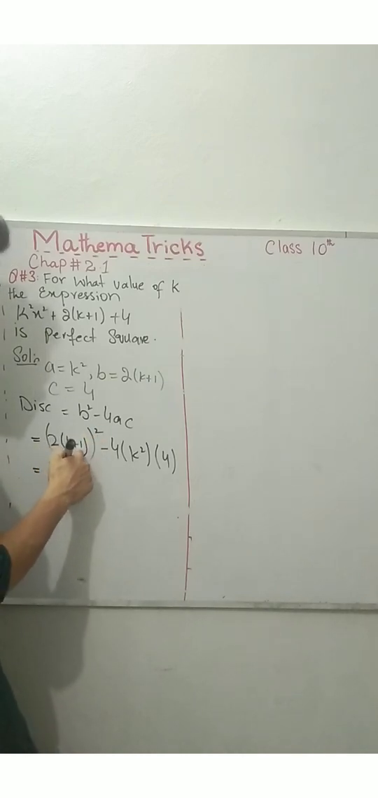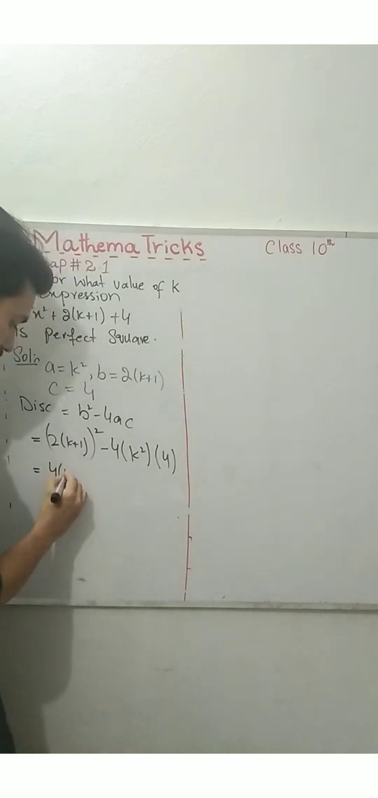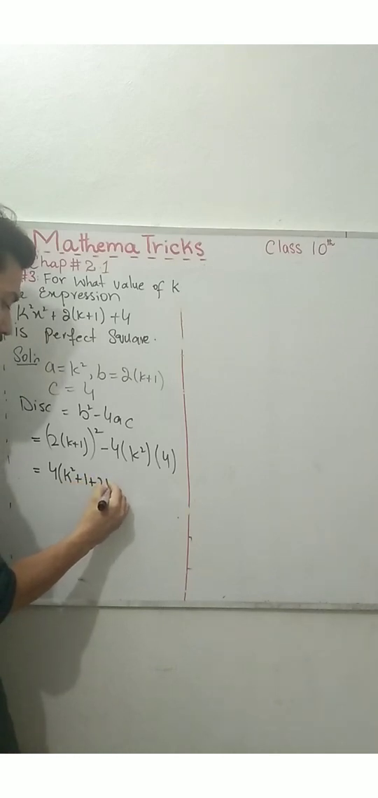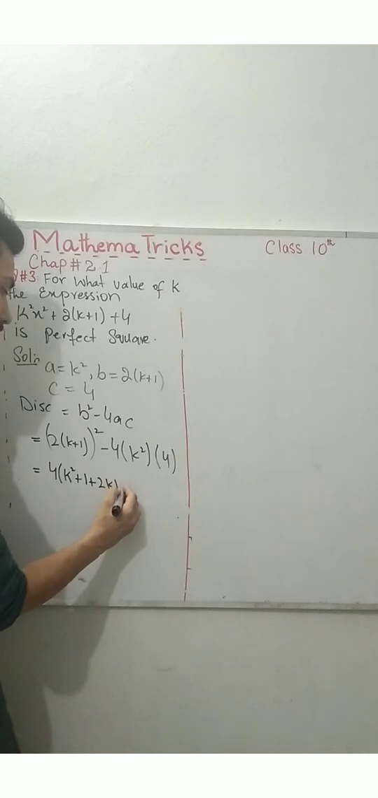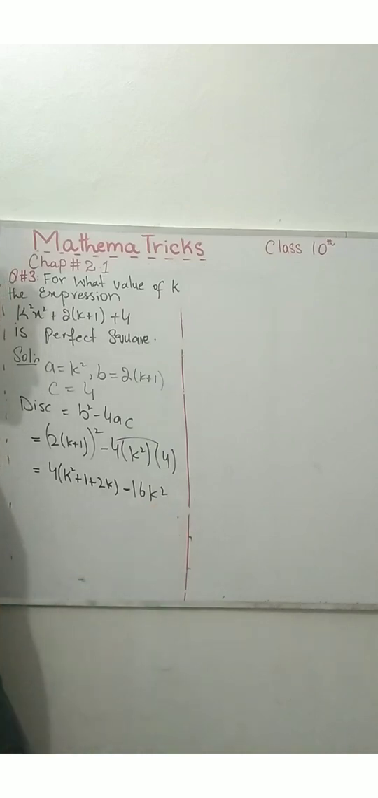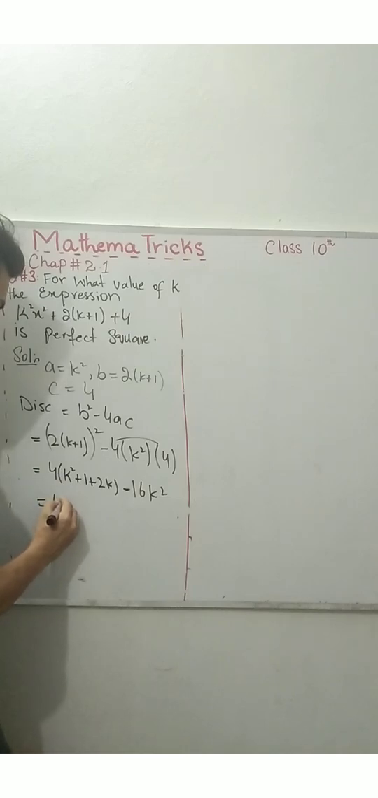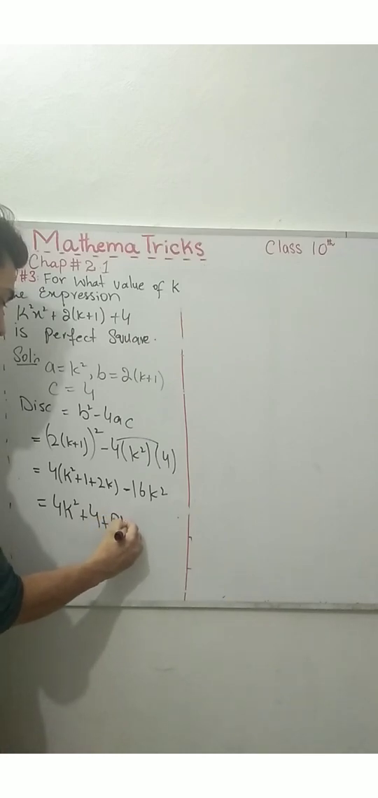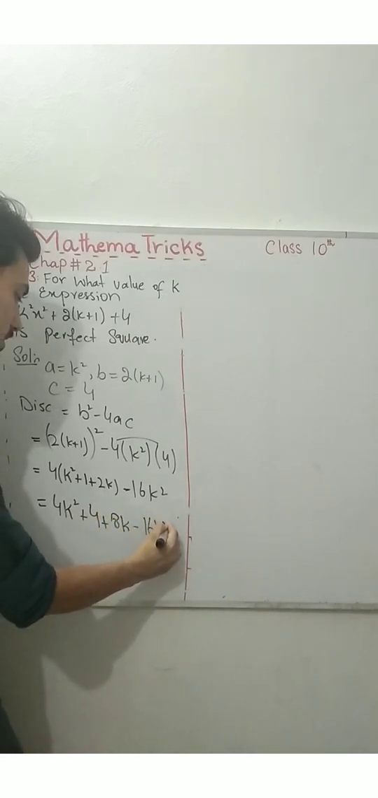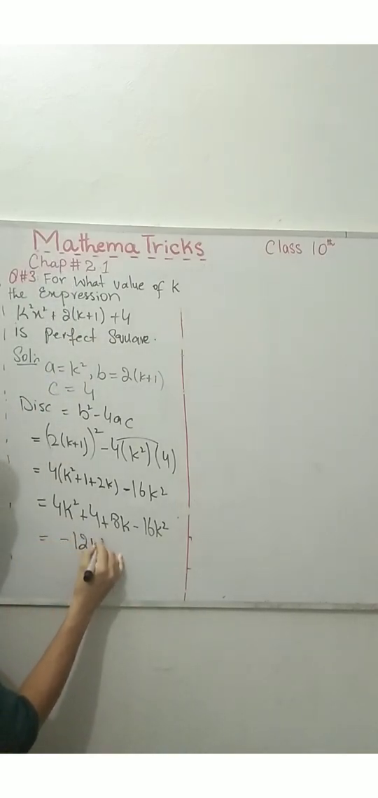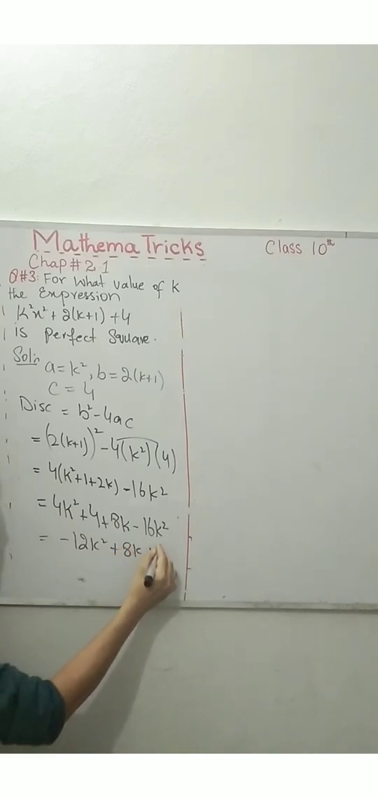It means (a plus b) whole square gives you what? a square plus b square plus 2ab, minus 4 into 4 is 16k square. Let's multiply this 4 to the whole of them: 4k square plus 4 plus 8k minus 16k square. Let's subtract. What I got is minus 12k square plus 8k plus 4.